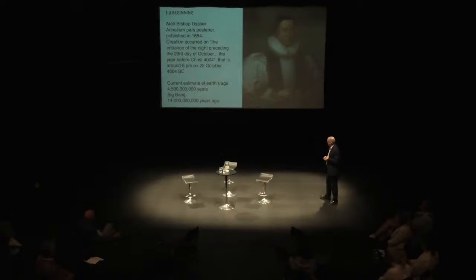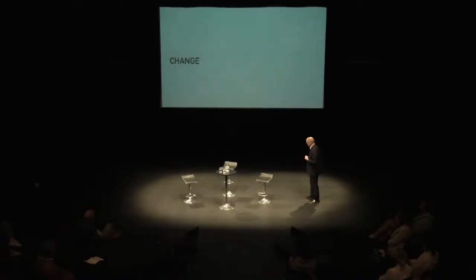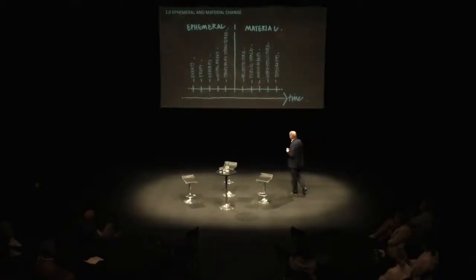The current estimate of the Earth's age is about 4.5 billion years old. But the universe was created about 14 billion years ago. So we're living in a very old environment. We circulate through something very ancient. Next slide. So change. Next slide.